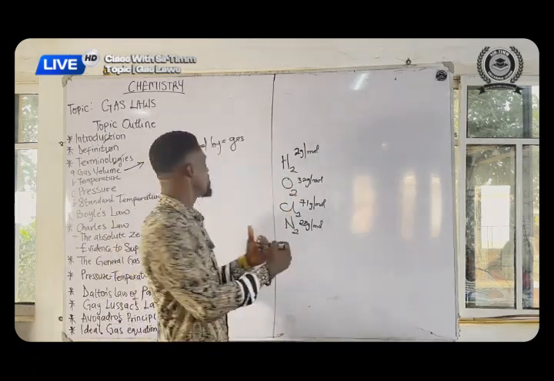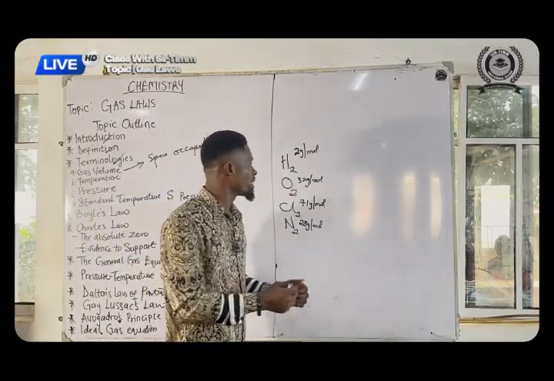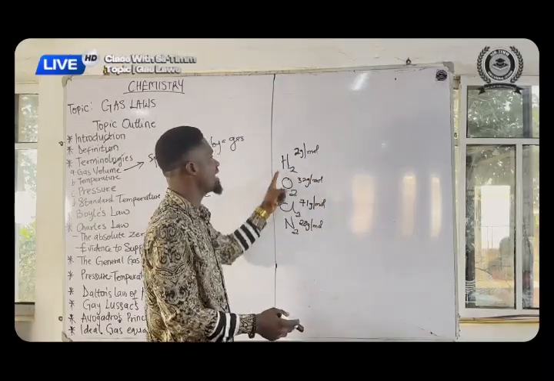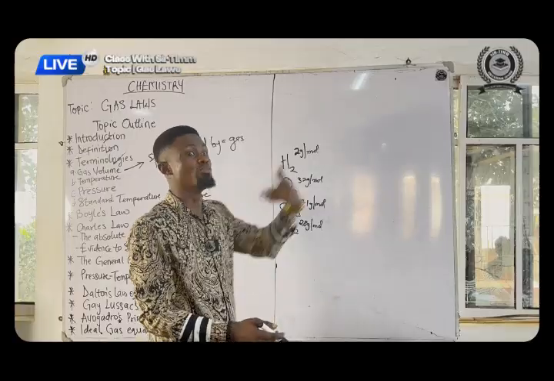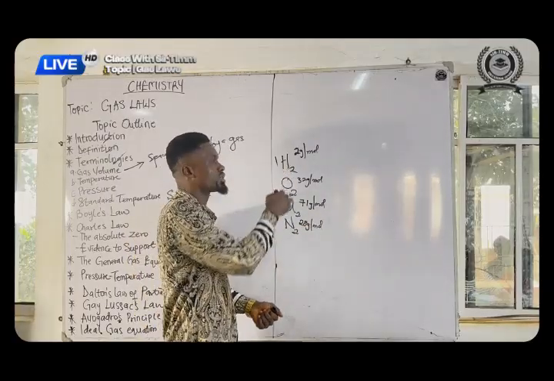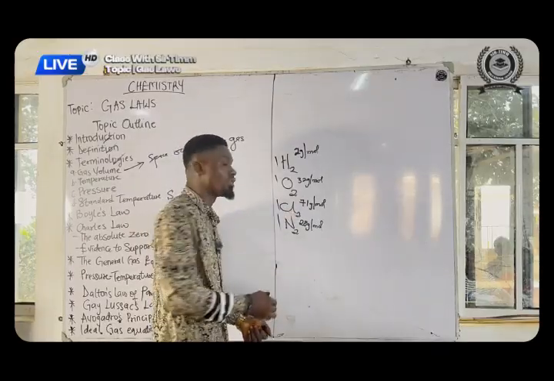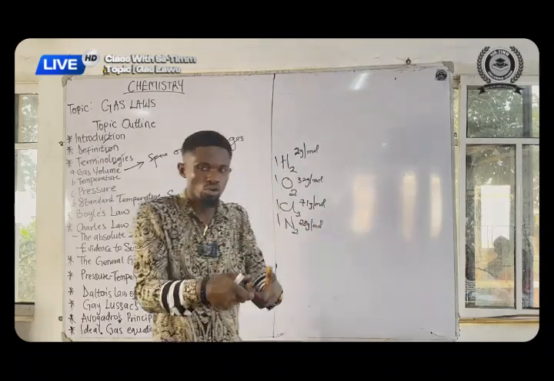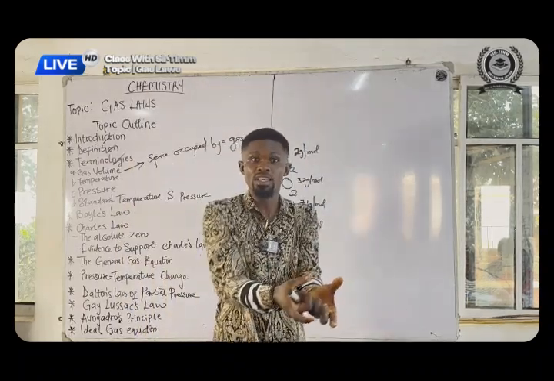But what is gas volume trying to tell you? All these gases will occupy a space. But as far as they are of the same mass by mole, what do I mean by that? This is one mole of hydrogen gas, one mole of oxygen gas, one mole of chlorine gas, one mole of nitrogen gas. As far as they have the same amount in mole, they are going to occupy the same amount of space in volume.